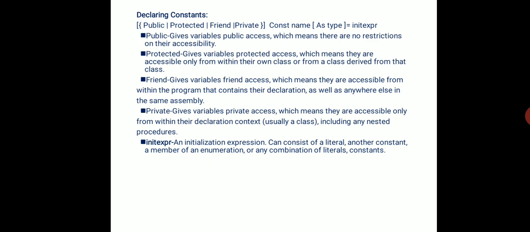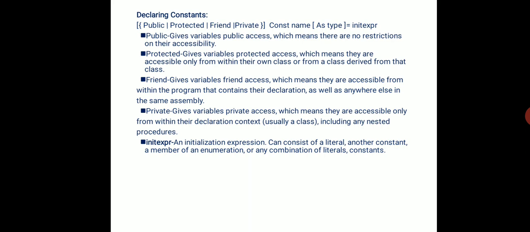So now, declaring a constant. A constant is like a variable, but the value will not change. See the syntax: public, protected, friend, private, constant name, as type, equals initial expression. Already you know you can declare a constant as a public constant, a protected constant, a friend constant, or a private constant.